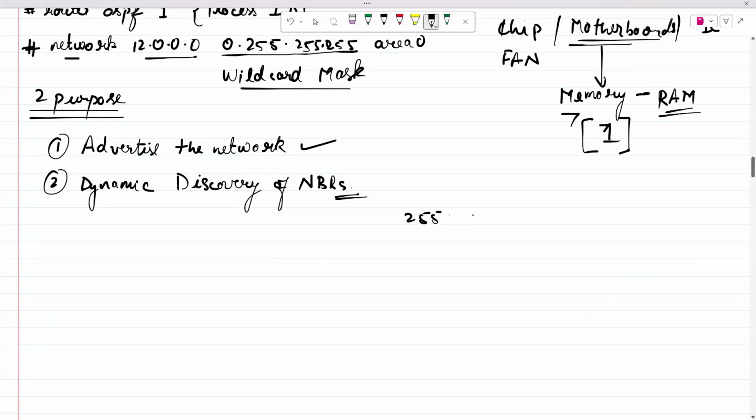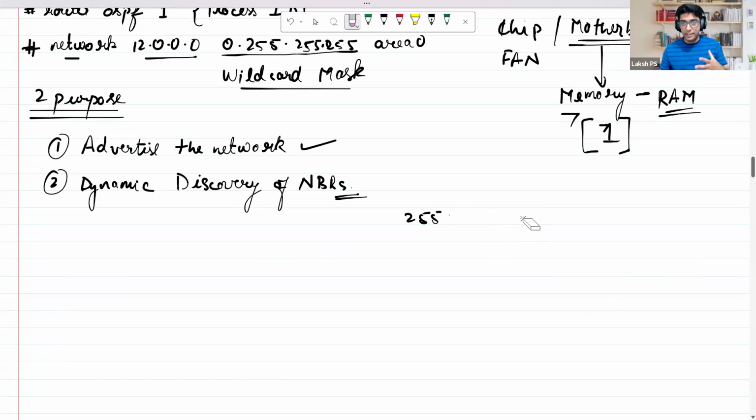So why do we need two different masks there? One we have already, the IP address mask. So why do we need one more? As I said, that is how OSPF has been designed.